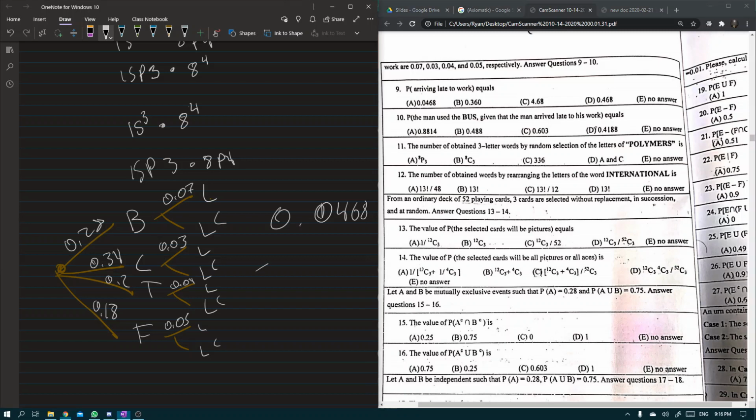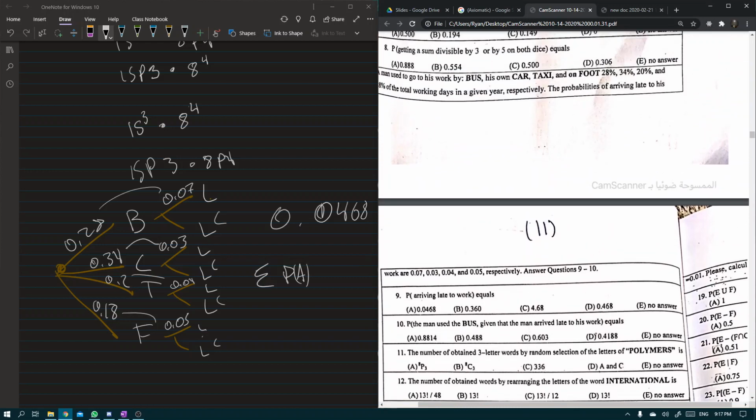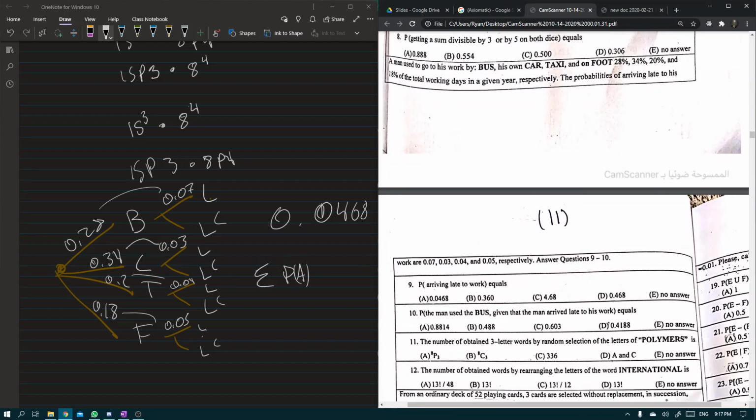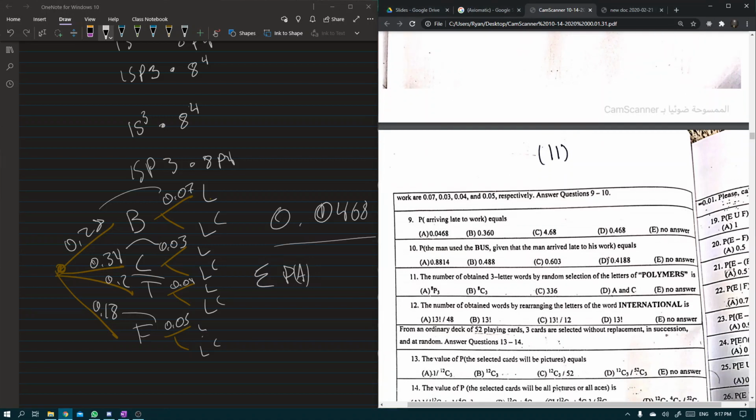So the sum of the 0.28 times 0.07, 0.34 times 0.03, 0.2 times 0.05, and 0.18 times 0.04. So the probability of arriving late is 0.0468. This is the answer.